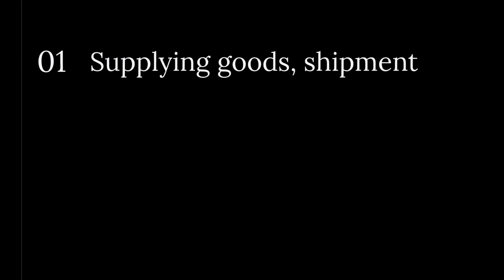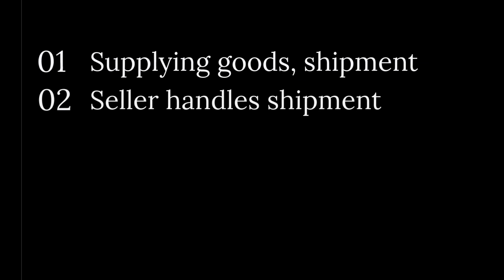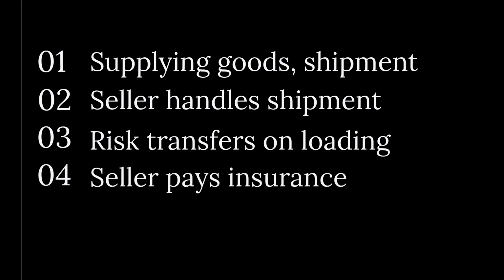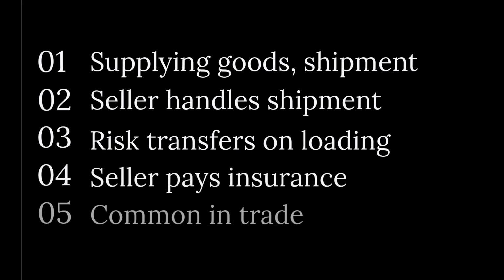Under a CIF contract, the seller handles supplying goods, arranging shipment, and obtaining insurance. Risk transfers to the buyer once goods are loaded on the ship. The seller pays for transport and insurance. This is a common contract in international trade. Buyers benefit from included insurance coverage.